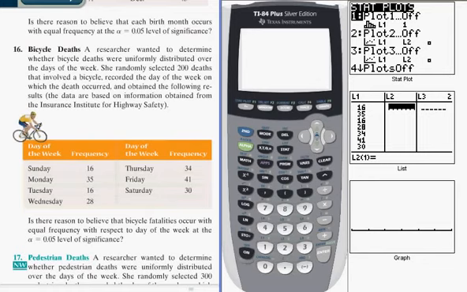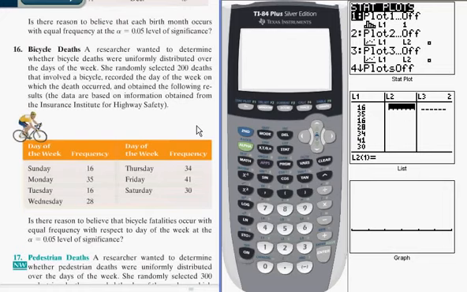Now in this problem, a researcher wants to determine if bicycle deaths are uniformly distributed over the days of the week. She selects 200 deaths that involve a bicycle and records the day of the week that the deaths occurred on. The data range from the lowest value being 16 to the highest value being 41, which suggests that maybe the deaths don't occur uniformly with respect to the day of the week, that maybe the deaths occur more frequently on some days than on other days. So that's the setup for doing this particular type of hypothesis test.